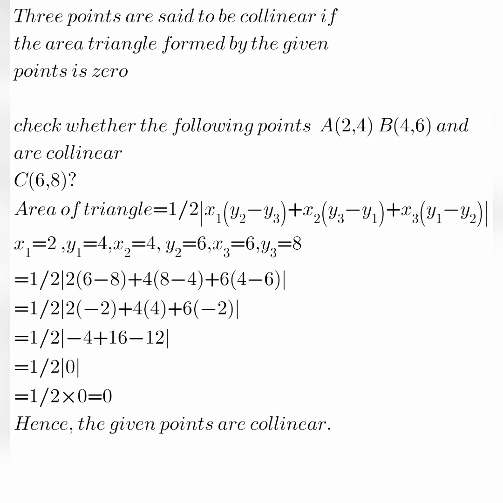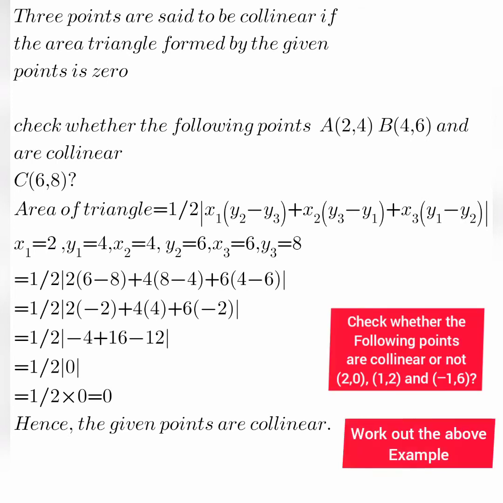When we substitute all these points in the given formula, we will get the area of triangle is equal to 0. Therefore, the given points are said to be collinear. So what is the concept that we have to keep in mind here? If the area of triangle formed by joining these 3 points is equal to 0, then the given points are said to be collinear. We have substituted all the given points in the area of triangle. We are getting the value 0. Therefore, the given points are collinear.